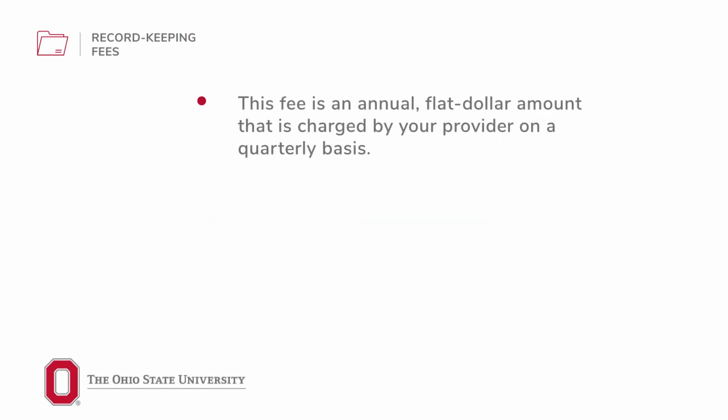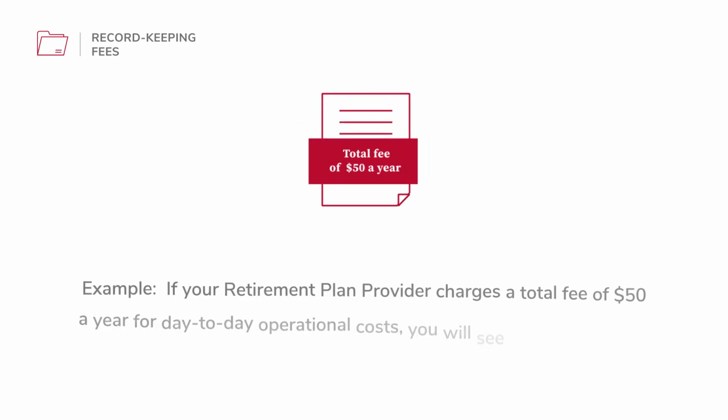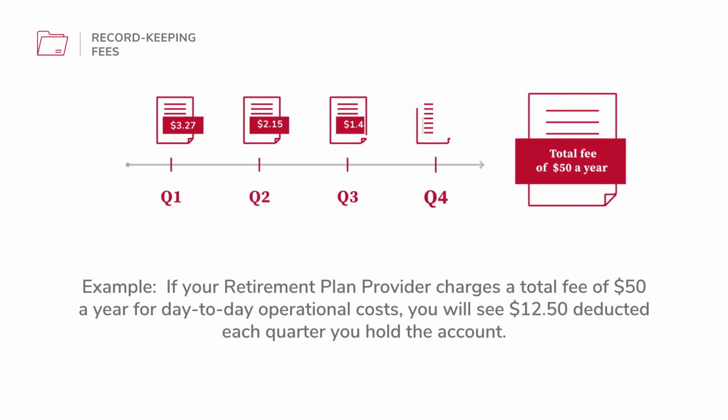This fee is an annual, flat dollar amount that is charged by your provider on a quarterly basis. It is deducted automatically from your account and reflected as a line item on your account statement. So, for example, if your retirement plan provider charges a total of $50 a year for day-to-day operational costs, you will see $12.50 deducted each quarter you hold the account.